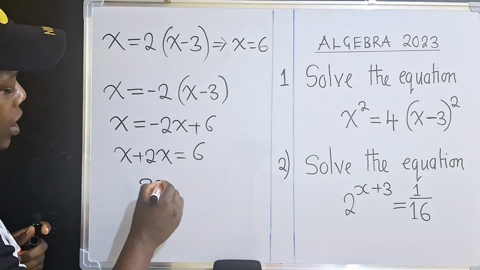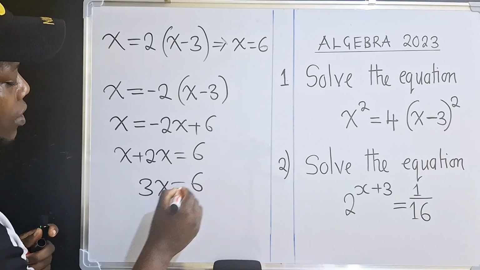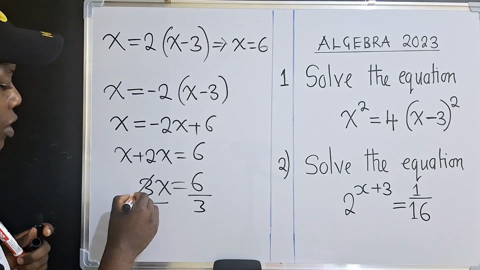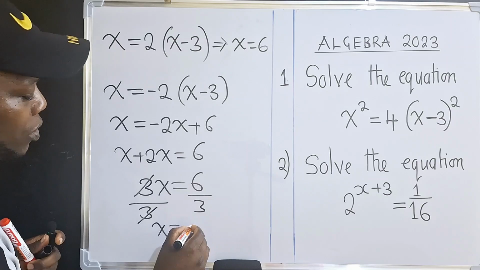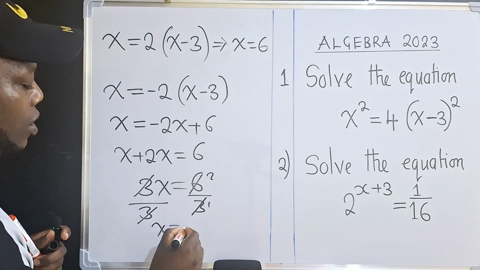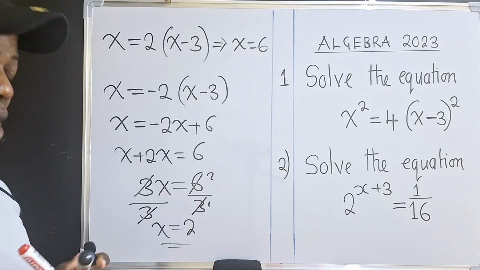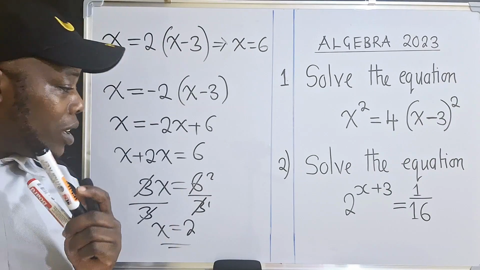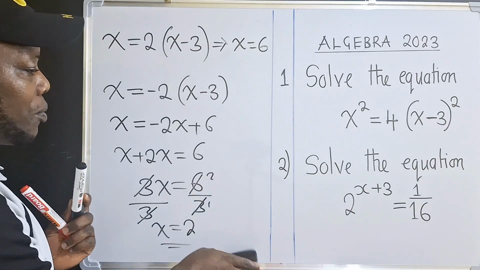So this will be 3x = 6. Divide by 3, this and this will go. The value of x will simply be equal to 3 into 3, 1, 3 into 6, it's 2. So the value of x is equal to what? To 2. We go to the next question, which is question 2.